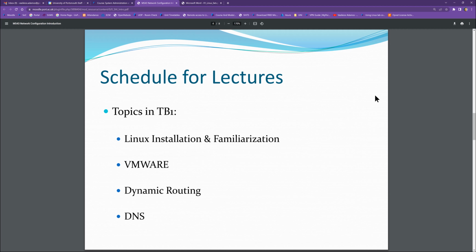Then we'll do a little bit of routing. We'll turn a couple of our computers into routers, essentially, and we will use OSPF to do this. And then we'll build the DNS server on one of the computers that you have in the lab and configure it for your own domain and so on. So these are the technologies that you will be dealing with me in the first teaching block.